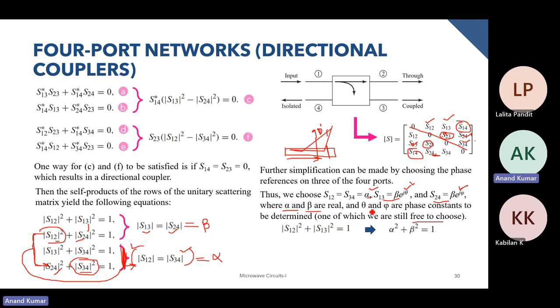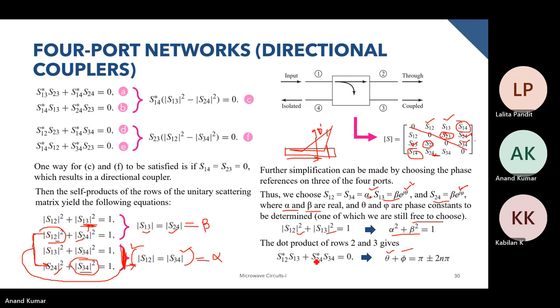Since we have taken this alpha and beta, we get this dependence on alpha and beta from this first expression. S12 plus S13, their square is equal to 1. So we substitute the S12 and S13 values, and we get this dependence on alpha and beta. And if you take the dot product of row 2 and 3, then we have this expression over here. If you simplify, you get theta plus phi equal to pi plus 2n pi.